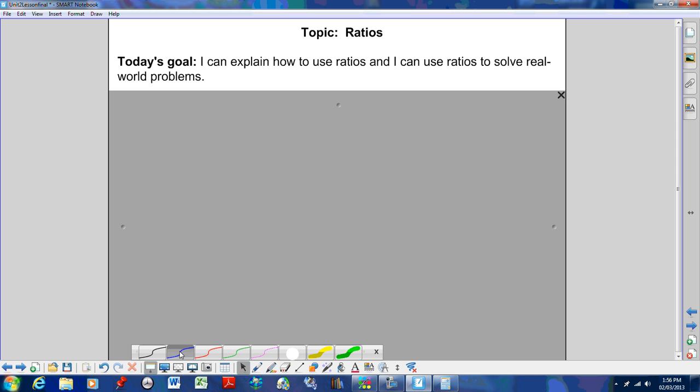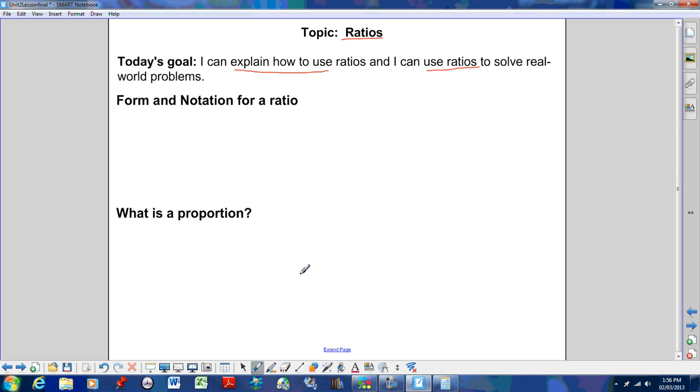And what we're looking at today is the topic of ratios. All right. And what's our goal today? I want you to be able to explain how to use a ratio, and then I want you to be able to use the ratio to solve real-world problems. So that's the ultimate goal, or what I want you to be able to do at the end of it.